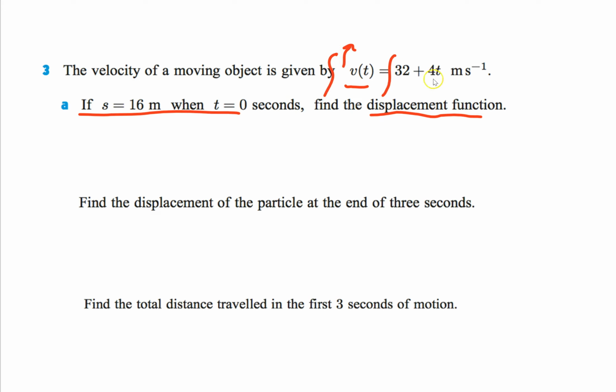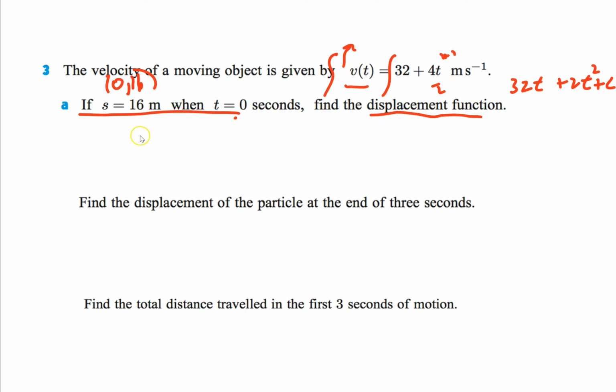Right, it's a basic integral. 32t, sorry, we're doing t's, 4t. Add 1 to the power, divide by the new power. So I'm going to get 32t plus 2t squared plus c. And then what we do is we use this, right? When I plug in 0, I get 16. That's what that's telling me.